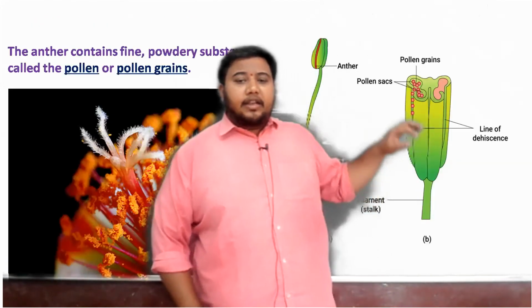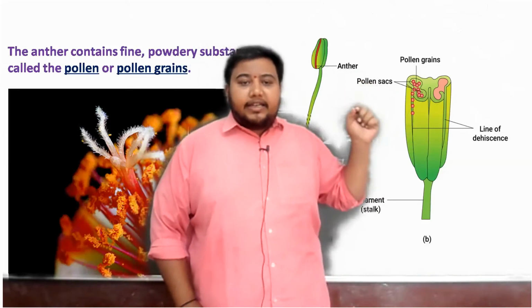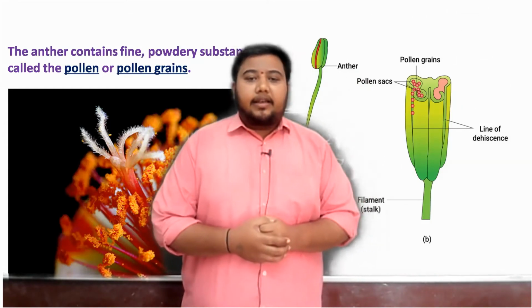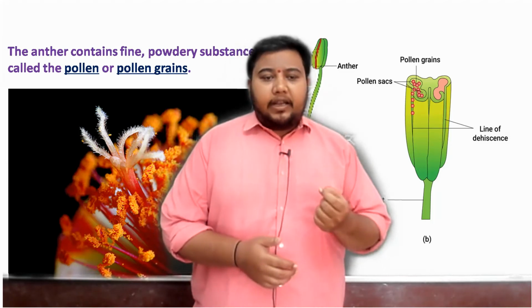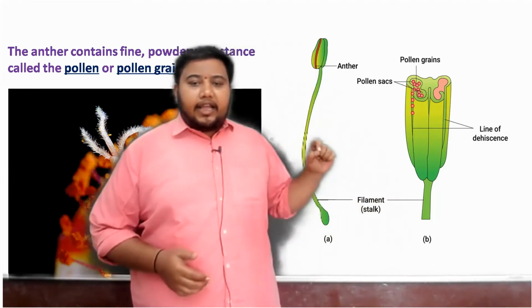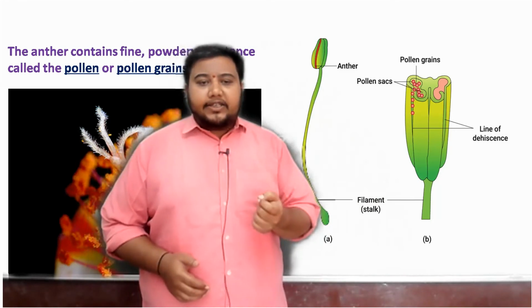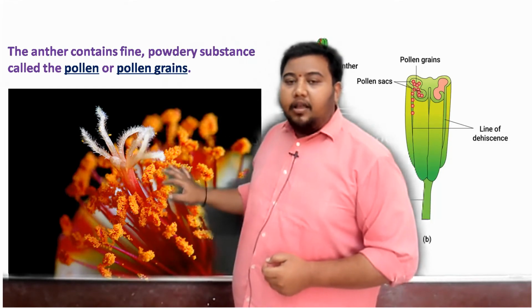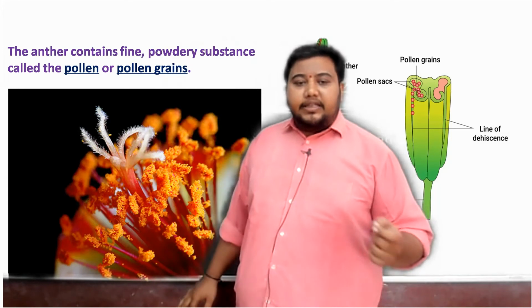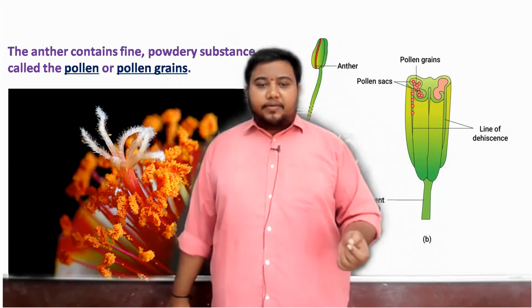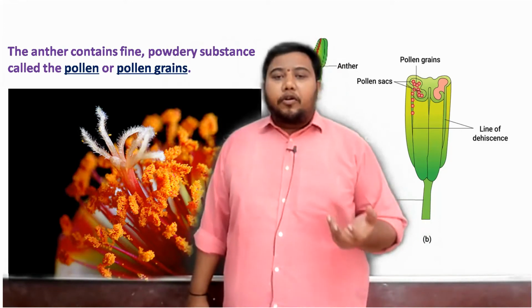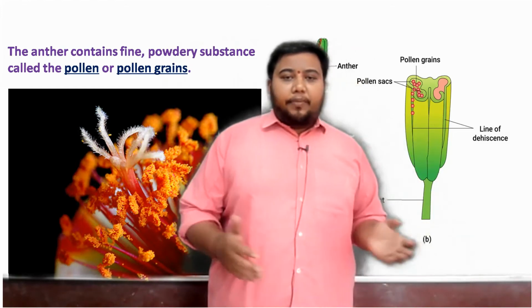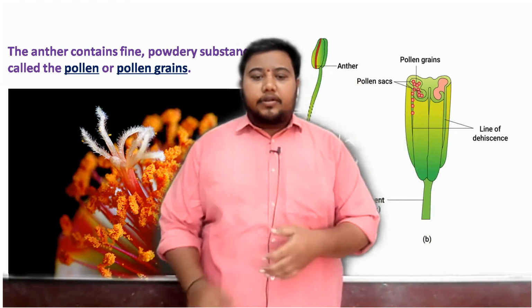The tip of the stamen is called the anther. The anther consists of a fine powdery substance called pollen grains, or simply pollen. You can see here, this powdery substance is nothing but pollen. This powdery substance is the main cause of the reproductive system of the flower. From these pollen grains, sexual reproduction of the flower is carried out.